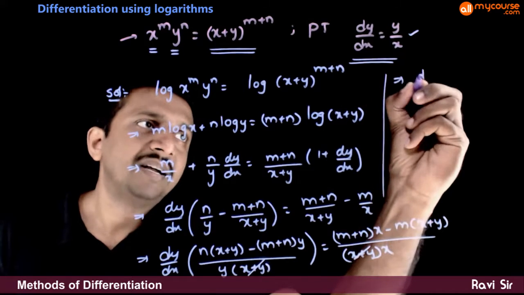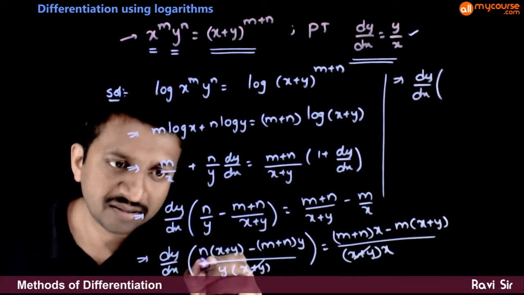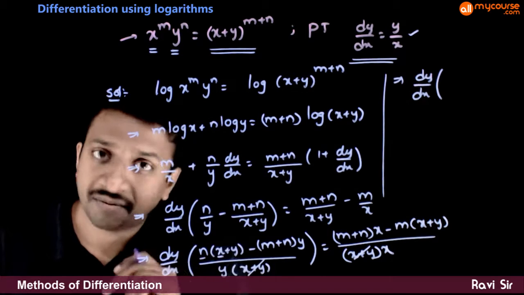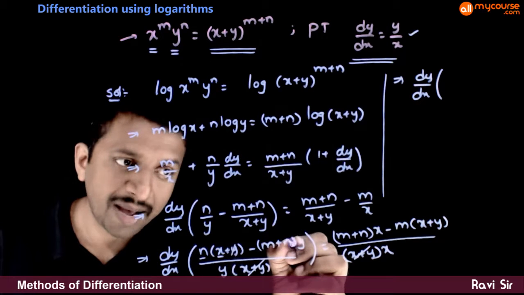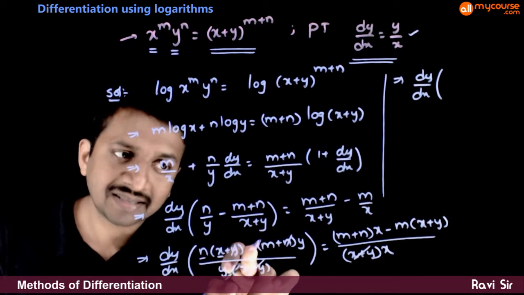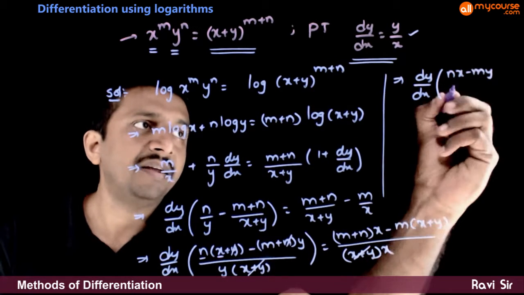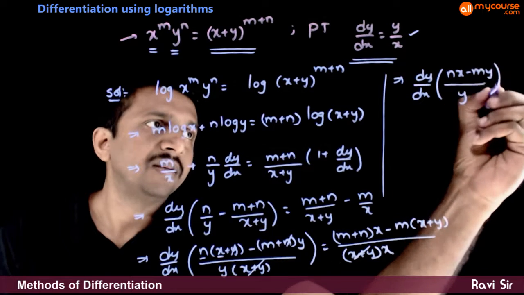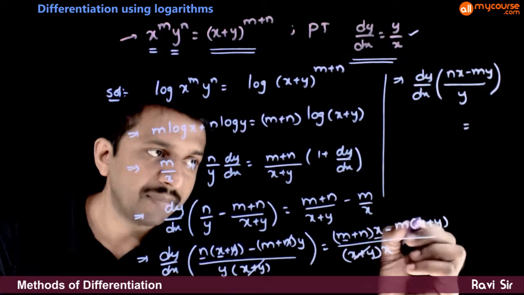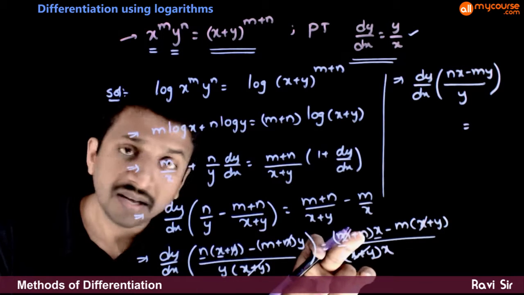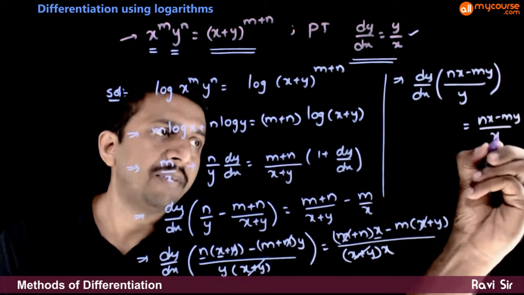So this implies dy by dx times, so nx plus ny, minus my minus ny. As you can see, ny and minus ny are getting cancelled. You get nx minus my. So you are getting (nx minus my) by y is equal to, so here you have mx minus mx. mx and minus mx are getting cancelled. You get nx minus my. (nx minus my) by x.